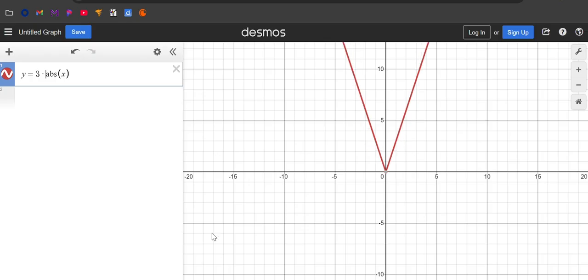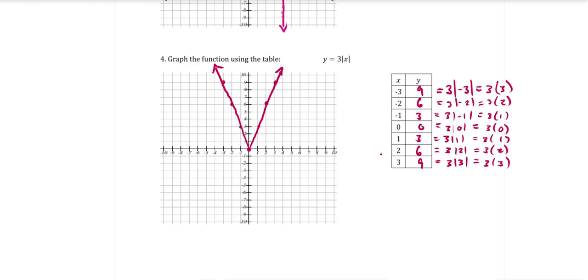On Desmos, you can either type abs of x, put that in parentheses, and that will indicate your absolute value. Or if you use the vertical bars, it will also recognize that as absolute value. So either of those two inputs will be understood by Desmos. Okay, let's move on to the next one.